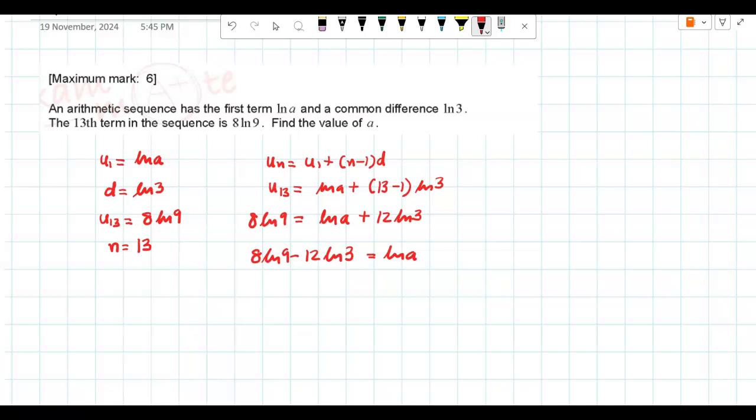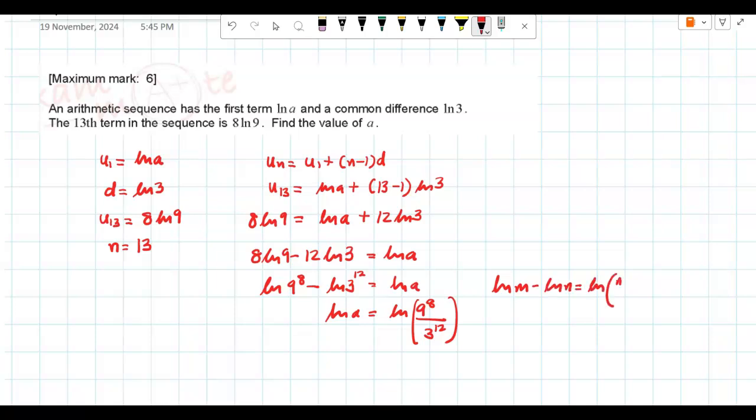We are solving for a, no? So ln 9 raised to 8 minus ln 3 raised to 12 is equal to ln a. So ln a is equal to ln of 9 raised to 8 upon 3 raised to 12, because you are applying the ln formula: ln m minus ln n is equal to ln of m upon n. Now you drop the ln on both sides.